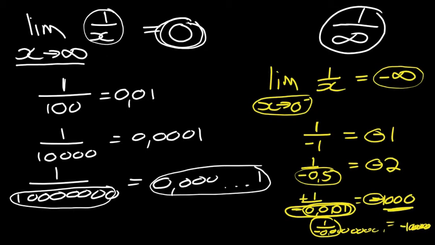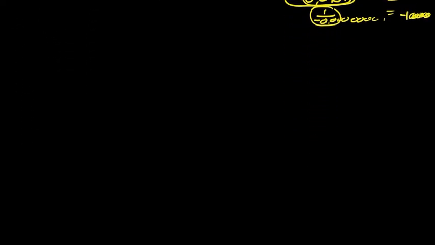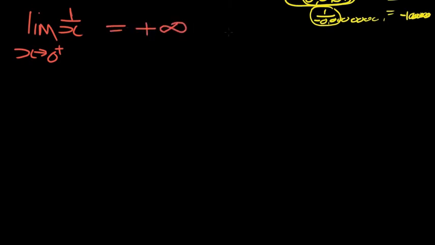Okay, let's look at the last example. Let's also try another color. Let's say you have the limit of 1 over x as x approaches 0 from the positive side. Then it's going to be positive infinity.